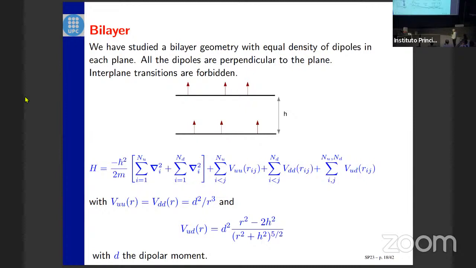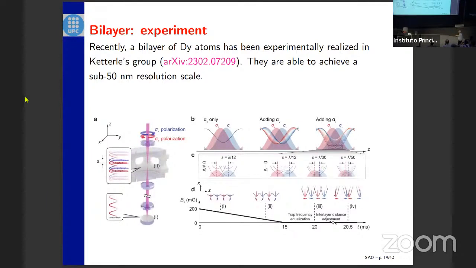Interestingly, very recently, it seems that it could be possible, because what happens with our bilayer is that our distances have to be smaller than probably what can be made in the experiment. So we need two layers which are extremely close. But now this work appeared by Ketterle's group using dysprosium, in which they claim that they are able to achieve sub 50 nanometers. I don't know if this is a lot or not.